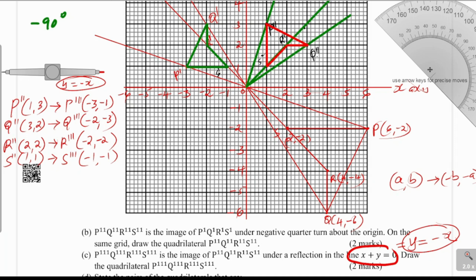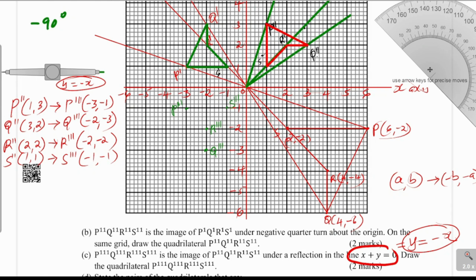It's as simple as that. Then you can plot these. So we start with P3, (-3, -1). So (-3, -1) will be there. That is P3. Then Q3, (-2, -3). Negative 2, this is Q3 there. Then R3, (-2, -2). And S3, (-1, -1).